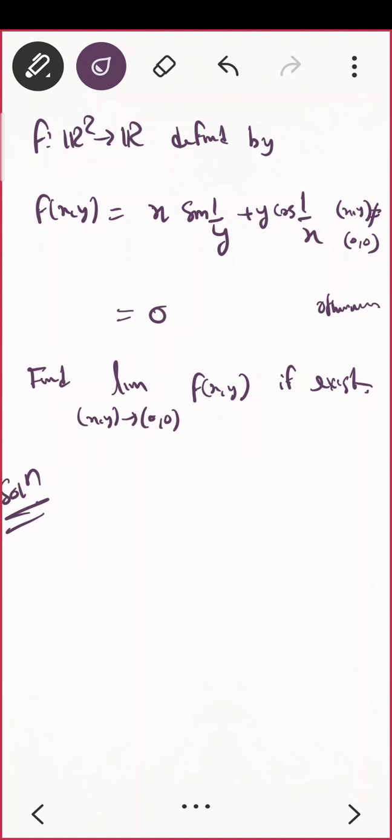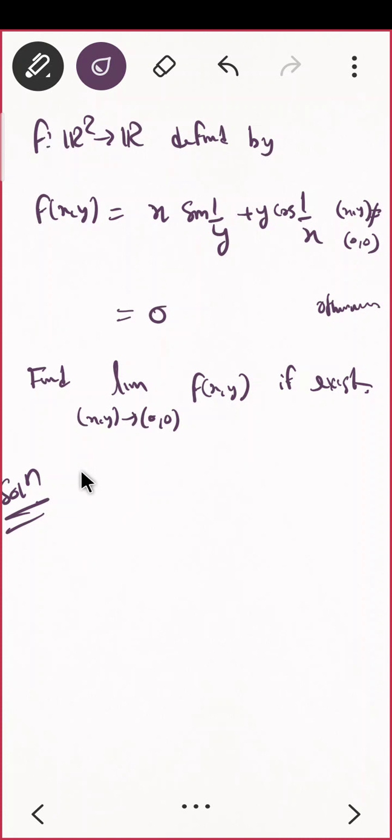Try to observe. Whenever sine and cos come, we have only one inequality for that. That is, the value of sine and cos is always less than or equal to 1, correct? So I know this will always be less than or equal to 1. This is also less than or equal to 1. So I'll be bound by mod x and mod y. But since x and y are going towards 0, mod x and mod y will also go to 0. So that should be my guess, correct?